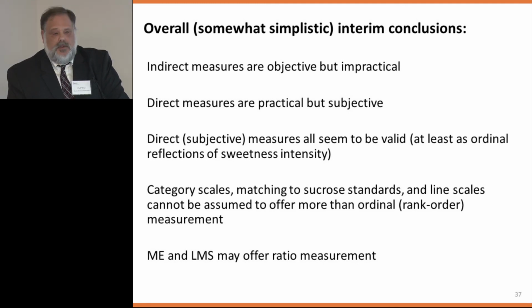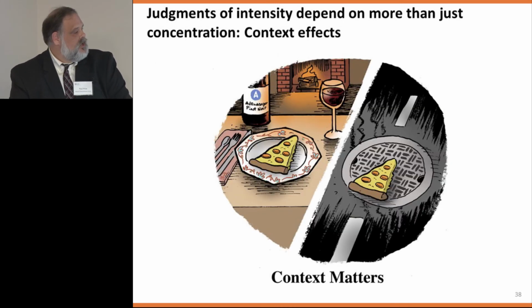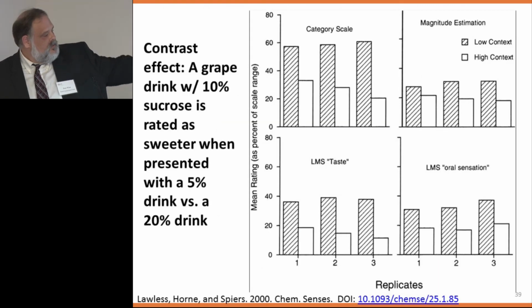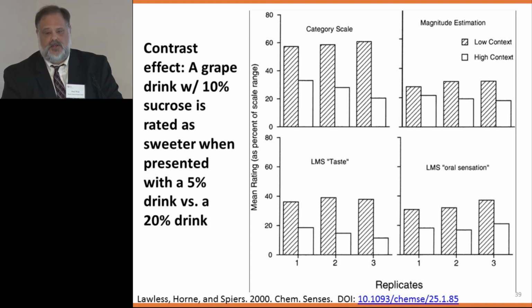Okay. But I want to say, although it's very comforting that intensity faithfully tracks concentration, there's more to it than that you need to consider. So context effects. Two common ones. If you rate a fixed stimulus with stronger stimuli, it's going to get lower ratings than if you rate a fixed stimulus with weaker stimuli. Contrast effect. This shows that for 4 different estimates, so category scale, magnitude estimation, 2 variants of the LMS, for a grape drink with 10% sucrose, and they all suffer from that in the same direction.